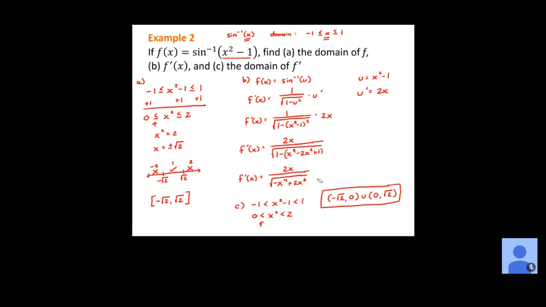Okay. So again, the 3 parts to this one. There's the domain for the original function. This is our derivative. And then we have our domain for our derivative down there at the bottom right.